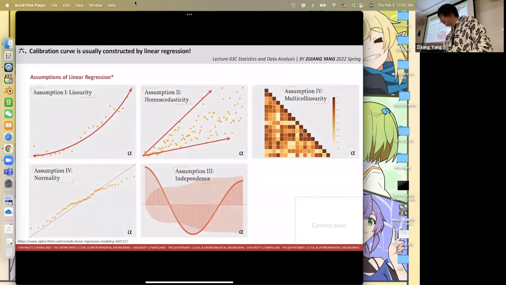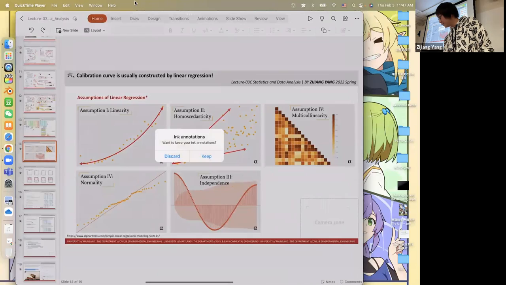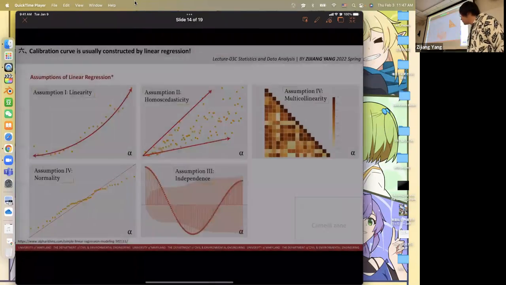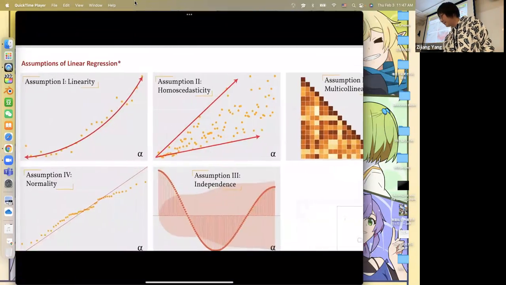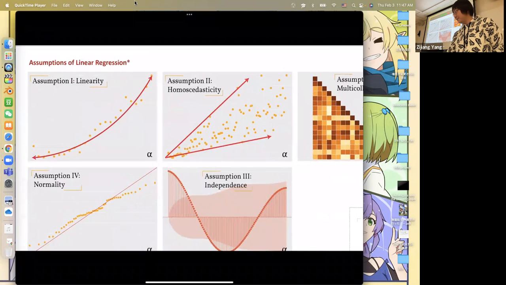Here are the assumptions of linear regression, because I didn't talk about this in class. I just want to talk about this briefly, and again, I'm not going to ask questions about the assumptions. Basically, the data should be linear. If the data is in a curve, then we should not use linear regression.